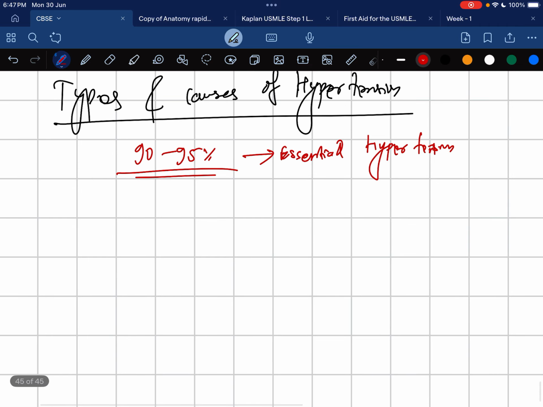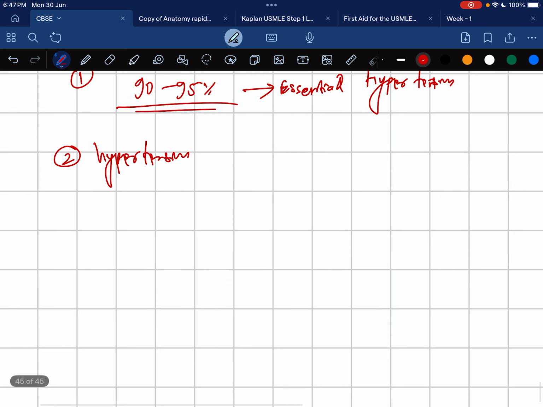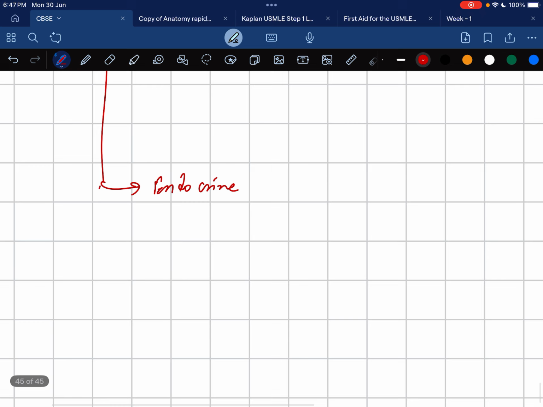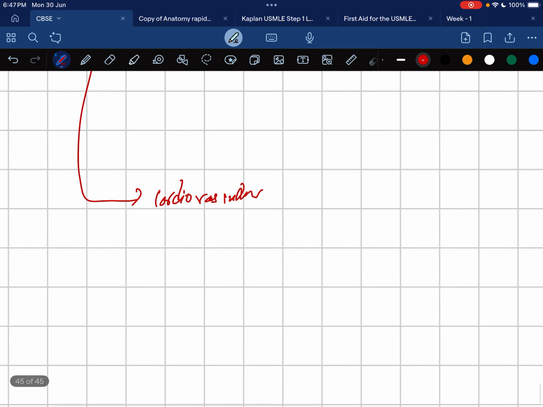That is the primary type. Then there is secondary hypertension. The secondary causes of hypertension are divided into renal causes, endocrine causes, cardiovascular causes, and neurogenic or neurological causes.